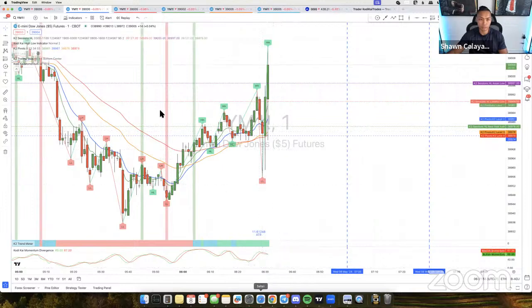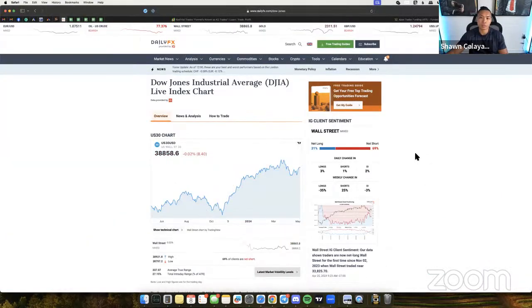But the reason why I think it's going to be bullish is because of the retail sentiment. Retail sentiment is currently 69% short. This indicates that 69% of retail traders are currently selling right now. So we typically want to do the opposite and buy, of course. So we'll see what happens there.